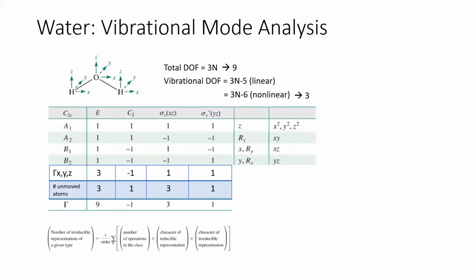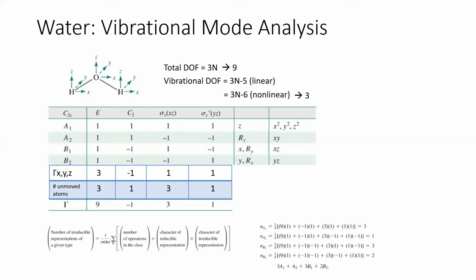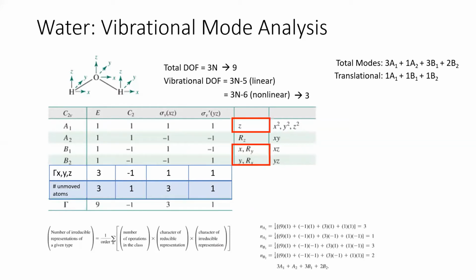to discover how many irreducible representations of each type there are. We find 9 different modes: 3A1, 1A2, 3B1, and 2B2. Now we can eliminate the translational and rotational modes by using the basis functions to tell us which correspond to translations and rotations. This just leaves the following vibrational modes.